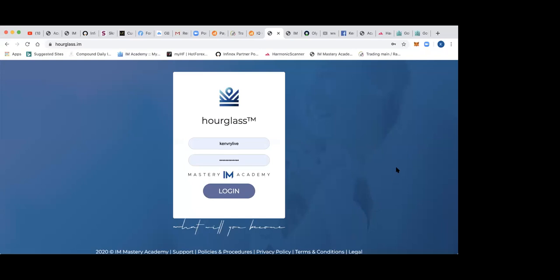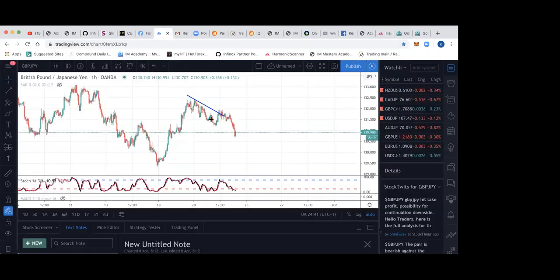Okay. So how many of you have got that done, sorted already? Type 111 in the chat if you got that sorted already. Okay, the video on TradingView, I'll just breeze over it. It's very, very simple.